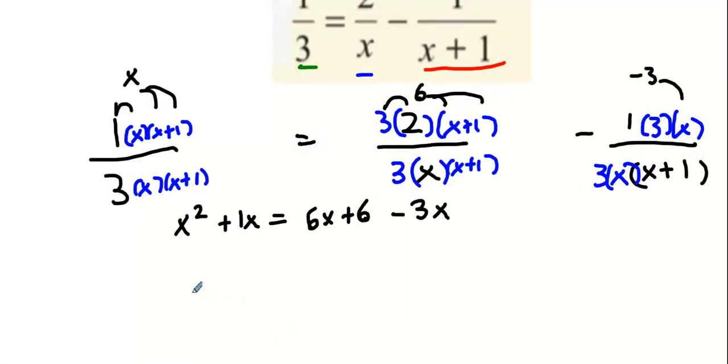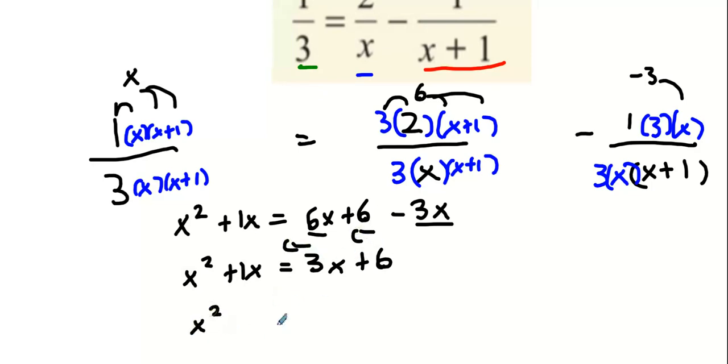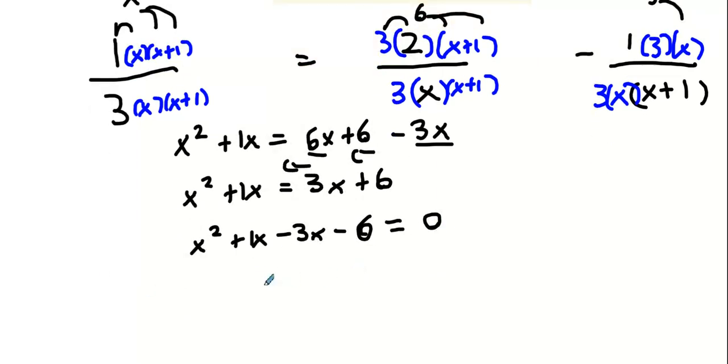Next thing you have is x squared plus 1x equals 3x, because 6x take away 3x is 3x plus 6. Move everything to the left and we get x squared plus 1x. 3x on the right is minus 3x on the left. 6 on the right, when you move it over to the left, is minus 6. And then we get x squared, 1x take away 3x is minus 2x, minus 6 equal to 0.